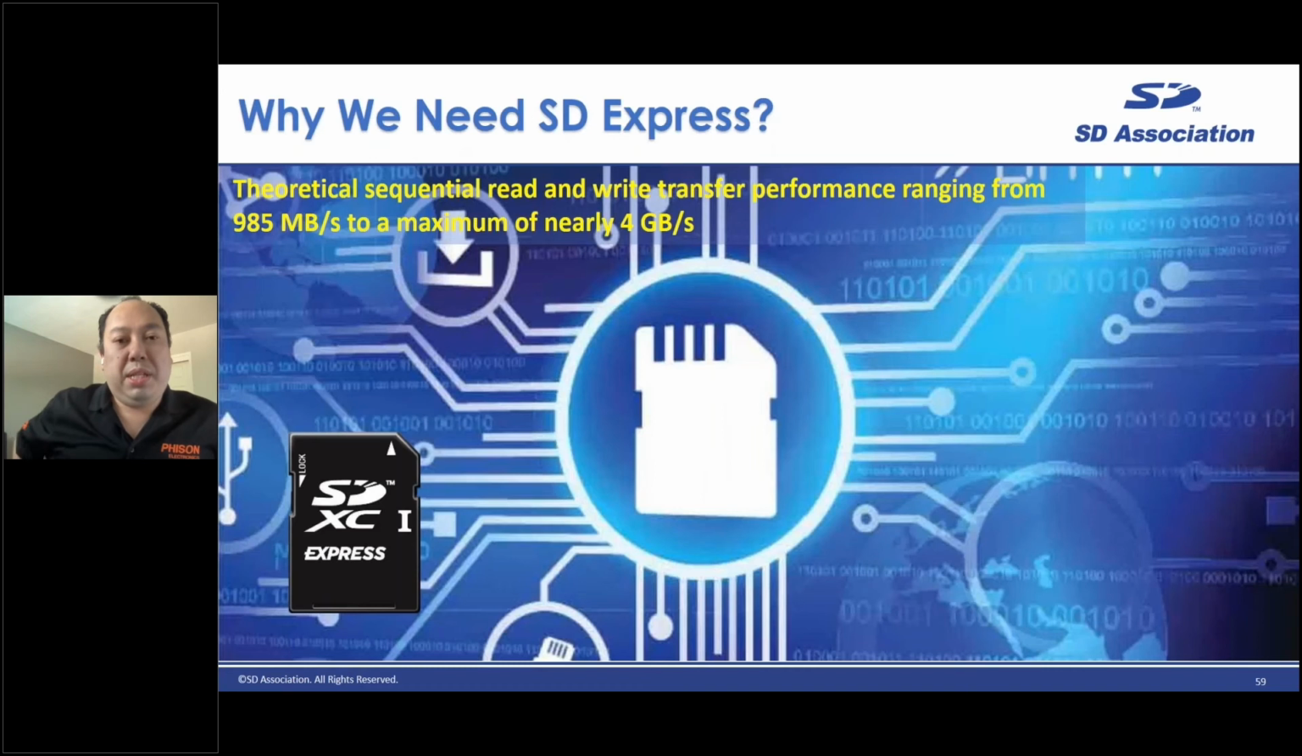Okay, so why do we need SD Express? Well, look at performance, right? The theoretical sequential read and write transfers range from almost 1 gigabyte per second to a maximum of 4 gigabytes per second. So the increase in performance will be explained by the ever-growing digital content that's needed. So let's go to the next slide.